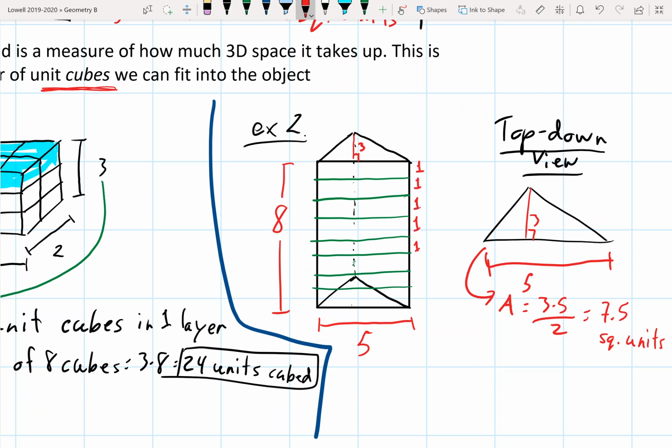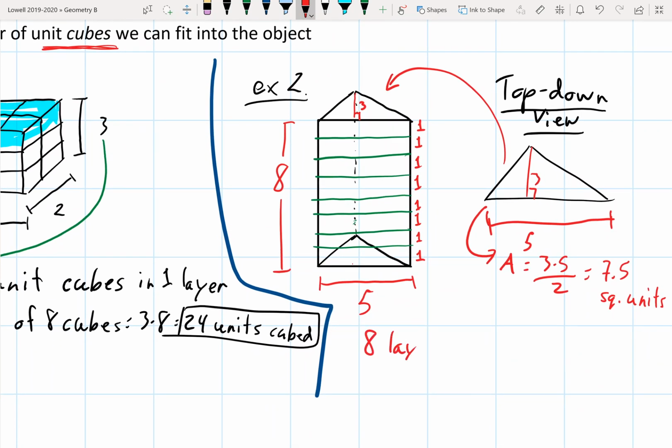Okay. So all we're doing when we now translate that into a 3-dimensional problem is that each of these layers, remember, has a height of 1 unit. 1, 2, 3, 4, 5, 6, 7, 8. And we know that the number of square units that are going to fit into this little triangle is 7.5. And so I have 8 layers of 7.5, not square units now, but they'd be cubes, because I've now translated them to 3D, which turns into 8 times 7.5, which is 60 cubic units, or I'll say units cubed now.